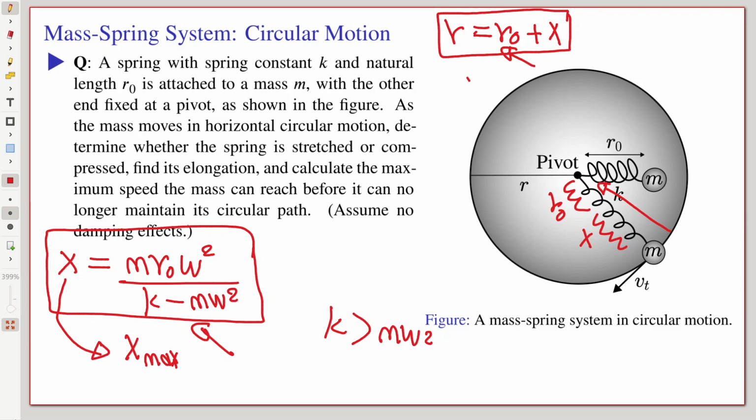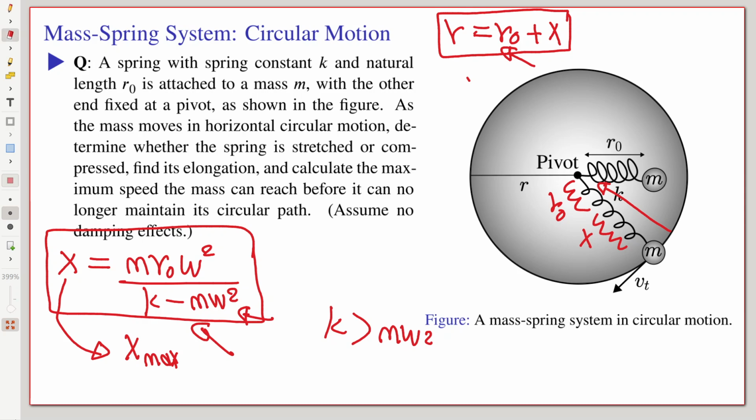So in summary, we can say that the extension or the elongation primarily depends on the rotational speed of the system, omega here. Mass and k are constants. So that's for it.